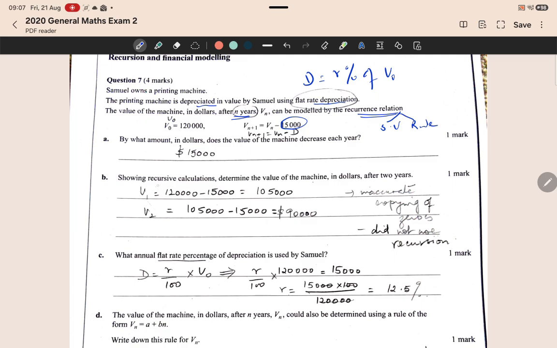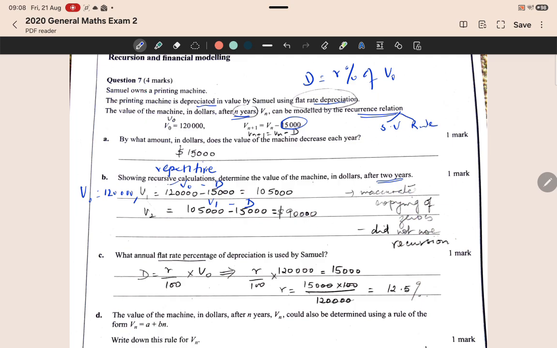Showing recursive calculations. Now, recursive calculation means repetitive calculations. Many students just calculate the value at the end of 2 years directly, but here you have to show. So you know that V0 is equal to 120,000. So V1 is equal to the initial value minus depreciation, and that gives you 105,000, and V2 is the value at the end of the first year minus the depreciation again, and that gives you 90,000.